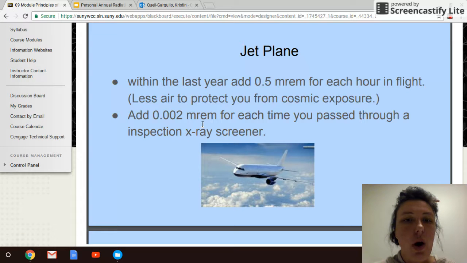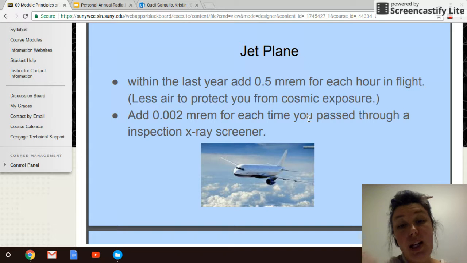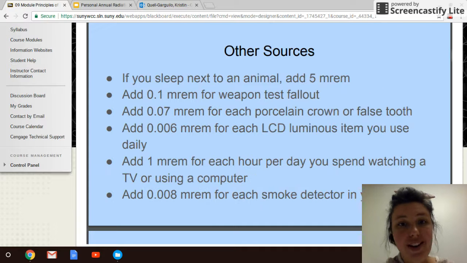If you are walking through a scanning system, so if you pass through a scanning system, please give yourself a 0.002 for each scanning system you've walked through. And do this for the number of flights that you've taken this year and the number of X-ray scans that you've had this year. Add up your total and put that in your box for your total.